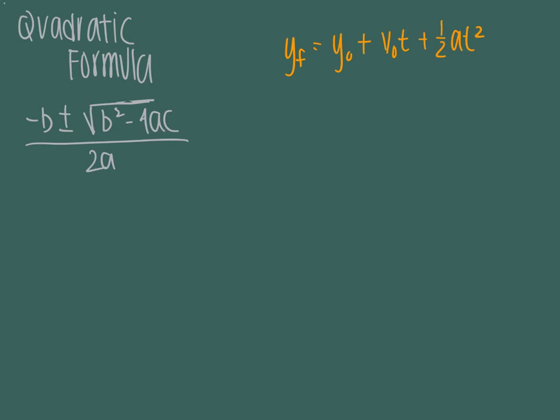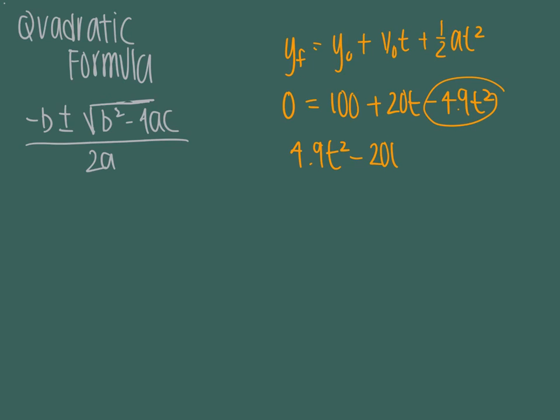I hope so. Now we can put in the values of the knowns that we were given. So 0 equals 100 plus 20t minus 4.9 t squared. We can rearrange that to make sure that this value here is positive. So let's do that: 4.9 t squared, by shifting it to the other side of the equal sign, minus 20t minus 100 equals 0.